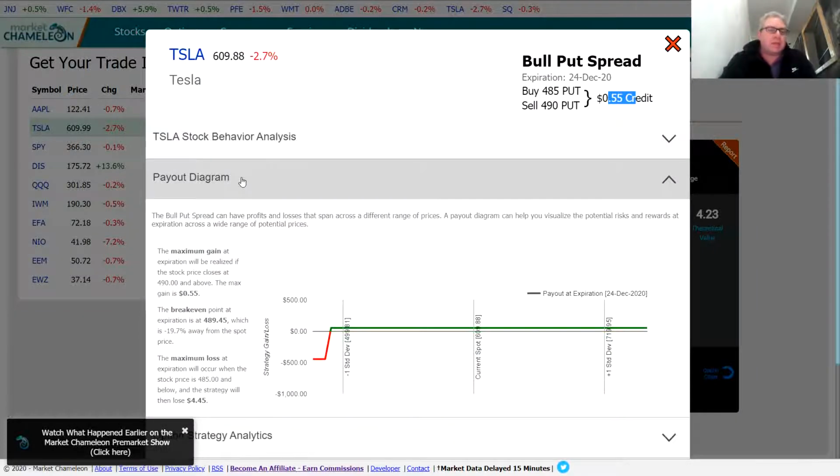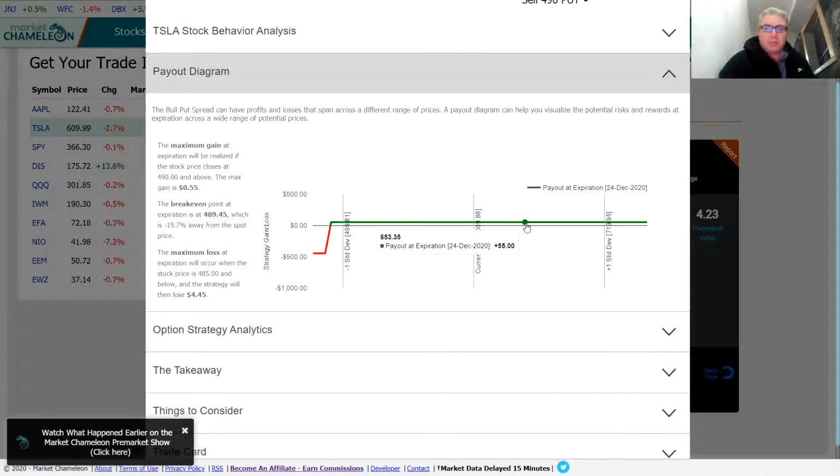Click here, payout diagram. Look at this. If Tesla goes up all the way to 700, 800, doesn't matter, you're still gonna make $55. If Tesla goes down all the way down to like 490, which is insane, you still make money. And only if it goes below 483.9, because you collected the premium up front, then you're gonna start losing $445. Look at this, guys. Everything is laid out for you. We don't have to think.